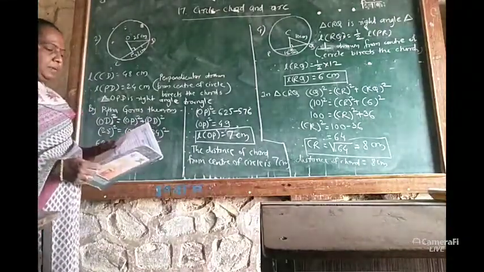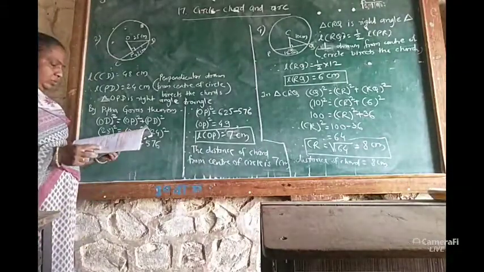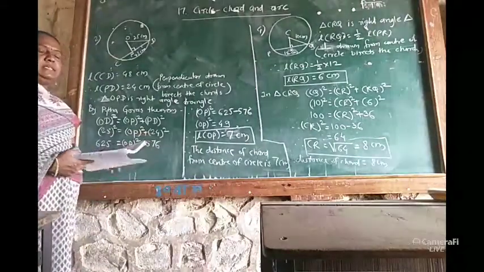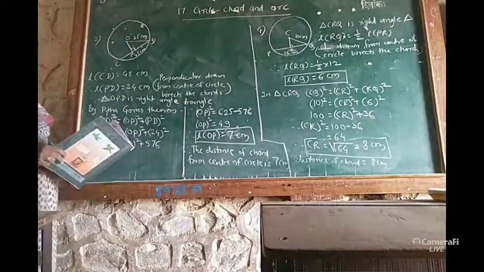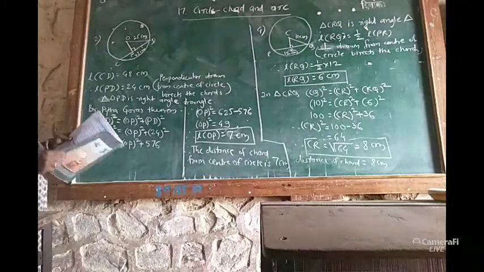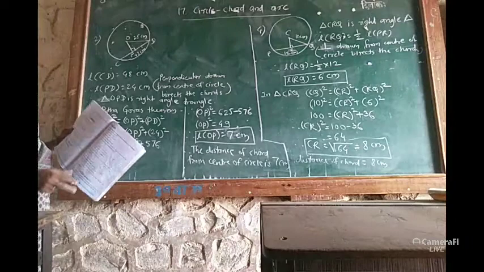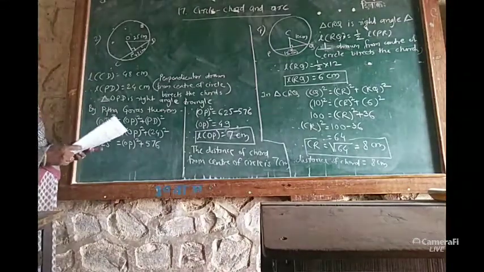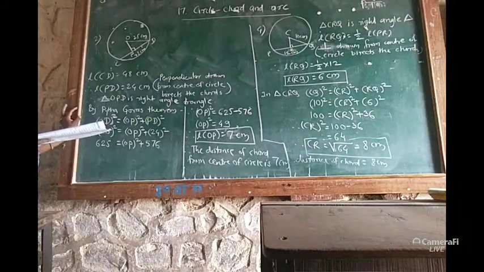The first property is that the perpendicular drawn from the center of the circle on the chord bisects the chord, and the second property is that the segment joining the center of the circle and the midpoint of its chord is perpendicular to the chord. By using these properties, we have solved practice set 17.1. Today we will see the second and fourth examples from this practice set, and the third example you have to solve yourself.